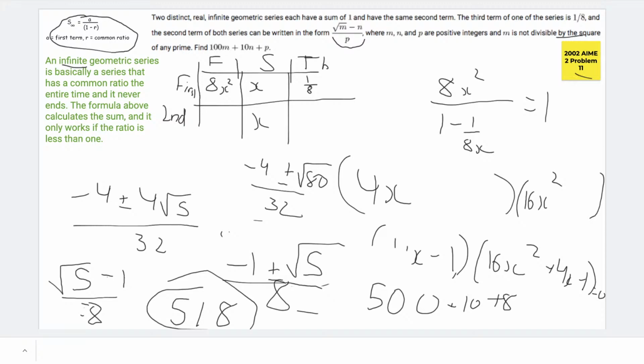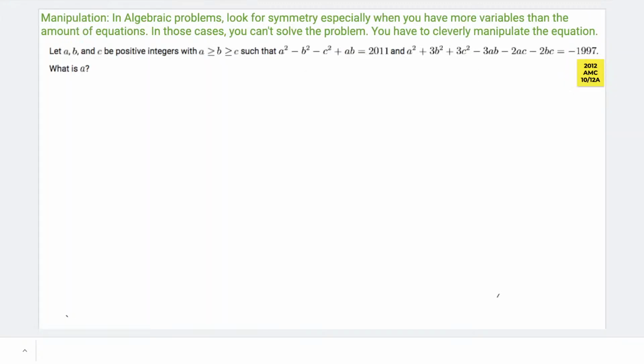The next problem is about manipulation. Sometimes when you have so many variables, you can't really factor or find the answer like a system of equations, because there are way too many variables, and the number of equations you have is less than the variables. So then you have to do something clever, or else you won't be able to solve the problem. And the cleverness comes from literally manipulating the equation. You either add them, subtract them, or try out what to do.